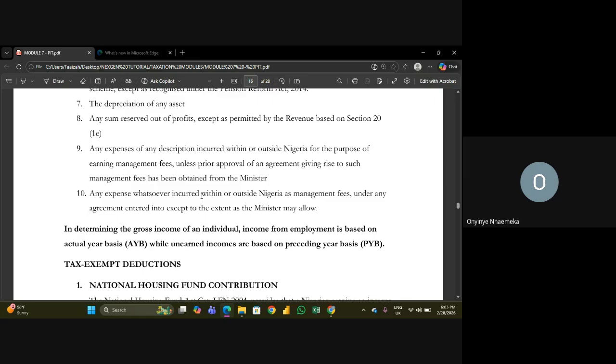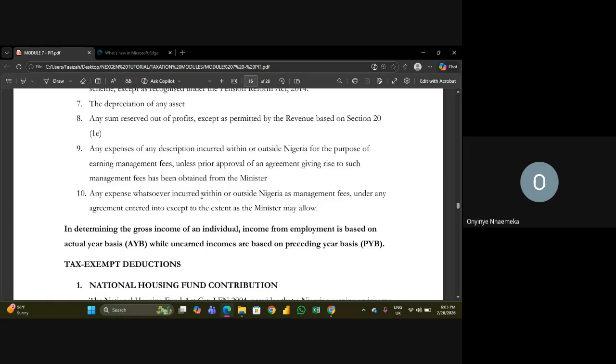Now we want to talk about the gross income of an individual. Remember that an individual may be a 9 to 5 person, a salary earner, and can also have a business. You can be a salary earner and you still have a business. So your salary, your employment, is on actual year basis. Remember that one is subject to PAYE, pay as you earn. As you are earning in January, what you work in February, before they remove your money before you are paid your January salary. So it's actual year basis.